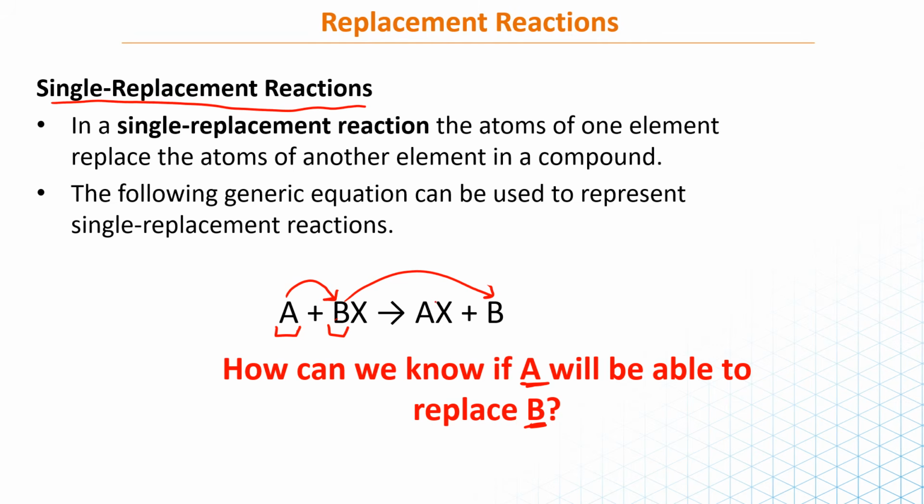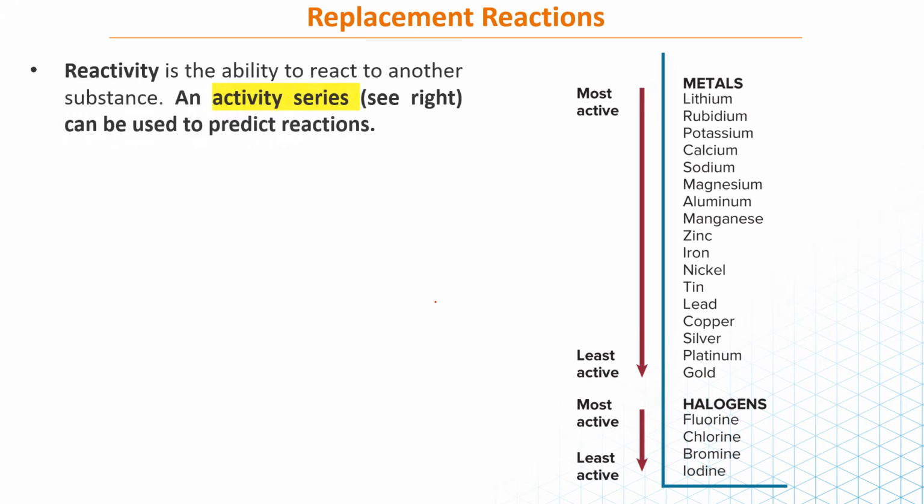Okay? How can we know that? We use something called the reactivity series. Okay? So the reactivity is the ability to react to another substance. Reactivity اللي هي التفاعلية. مدى التفاعلية. يعني كم, يعني how can I say this in Arabic? قابلية التفاعل. So the ability أو إمكانية التفاعل أو قدرة التفاعل is the ability to react with another substance. And an activity series can be used to predict, تتوقع التفاعلات.